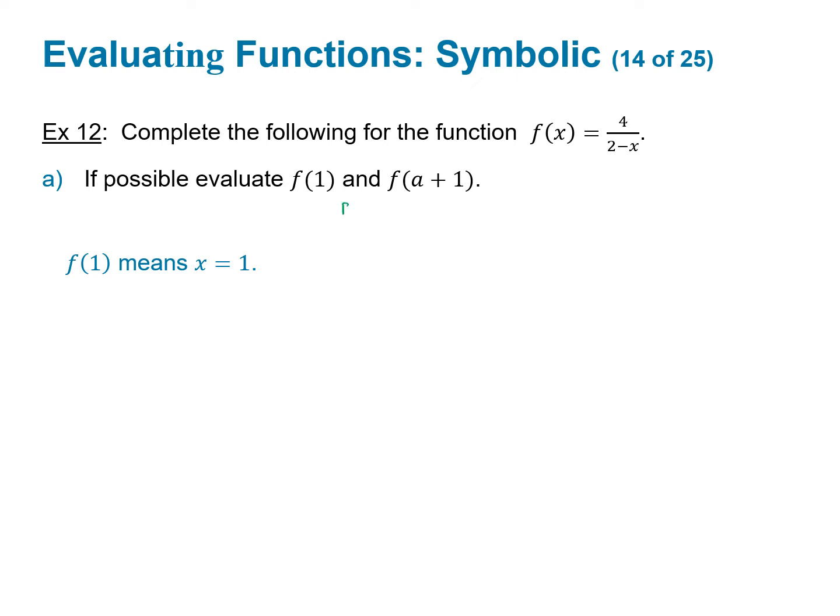So if our function f of x equals 4 over 2 minus x, we'll take this x, replace it with the 1, and then that means this x also gets replaced with 1. So notice that we're putting 1 in the place where x was. And then we do the math. 4 divided by 2 minus 1 is 1. 4 divided by 1 is 4.